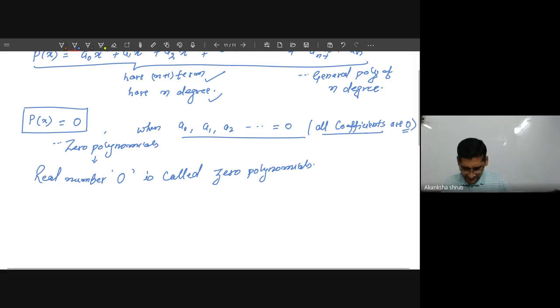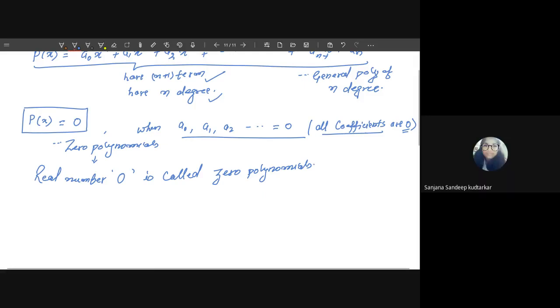Students, all the coefficients are 0. There is nothing. If 0 is given to you and the question asked is whether 0 can be a polynomial or not, then you have to say yes, 0 is also a polynomial. If it is asked whether 5 is a polynomial or not, 5 is also a polynomial. Is there any difference between this 0 and 5? Yes, there is a difference. To make that difference, we call this the zero polynomial. The difference is in their degree.